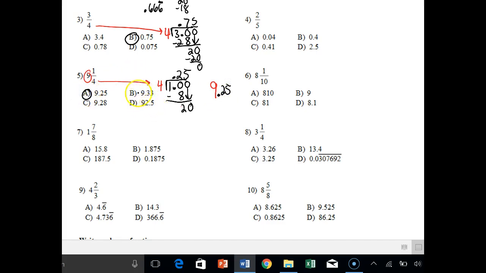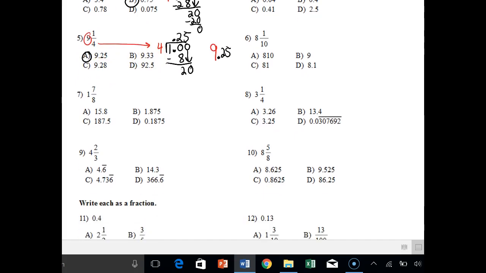Not 92.5, not 9.33, not 9.28. 1 7/8, right? So remember, you're going to have a whole number. You're going to bring your 8 over, and you're going to say, okay, how many times does 8 go into 7? Decimal, decimal, 0. 8 goes into 70 8 times. That's 64. 70 minus 64 is 6. Put a 0, bring it on down.